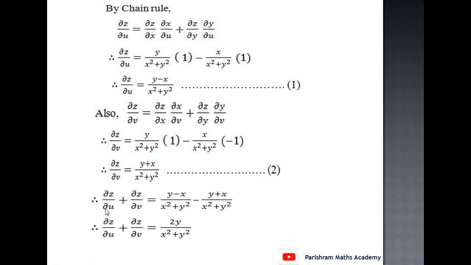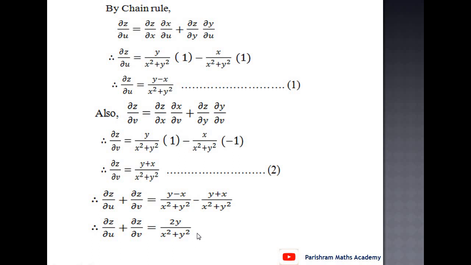And therefore, ∂z/∂u plus ∂z/∂v equals, by taking the addition, the value of the first term is y minus x upon x square plus y square, and the value of the second term is y plus x upon x square plus y square. Then here minus x plus x cancel, y plus y is twice y. Therefore we get 2y upon x square plus y square.